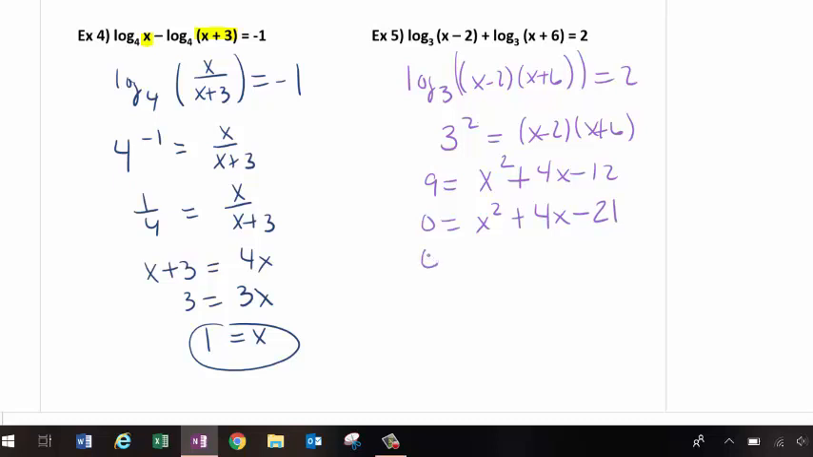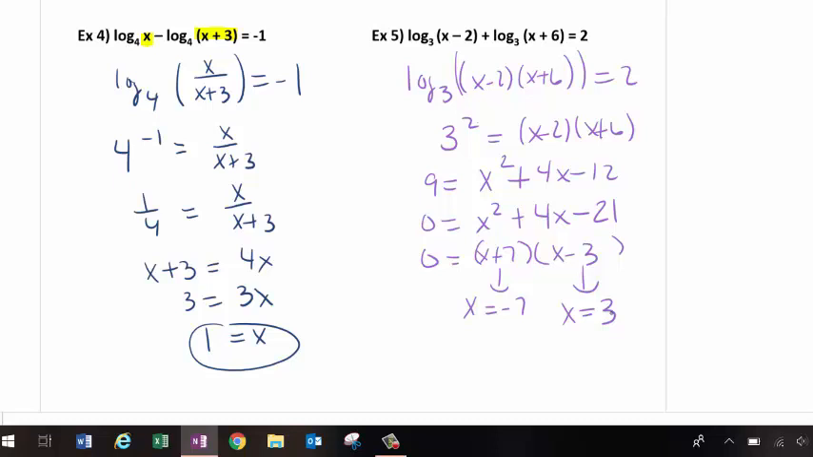Now, since it's a quadratic set equal to 0, I can use the zero product property. So this will be an x plus 7 and an x minus 3. Double check your signs to make sure you're correct. This gives me x equals negative 7 using the zero product property. This one gives me x equals 3.